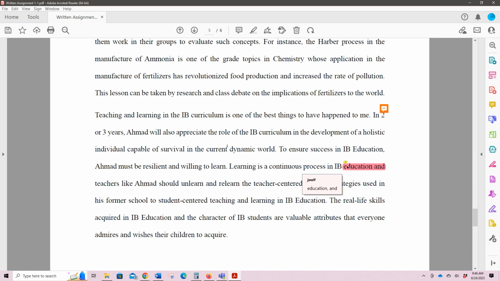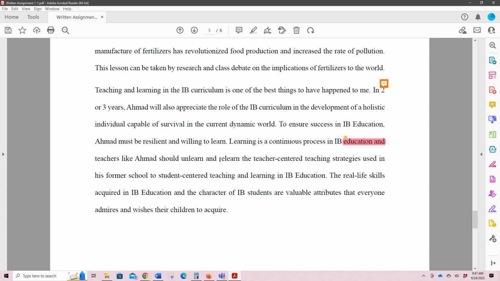Here's another example where this person needs a comma. Learning as a continuous process. Teachers like a mod, two sentences on either side of the conjunction. So, or independent clauses is the correct term. Anyway, need a comma before the conjunction.